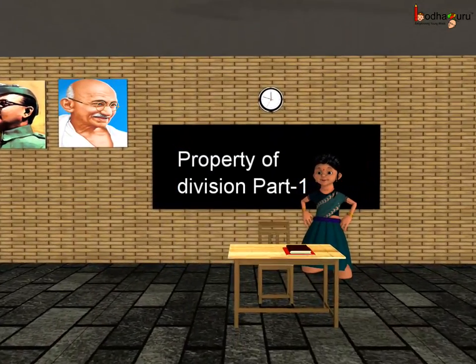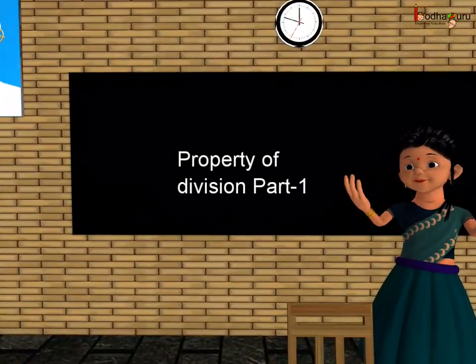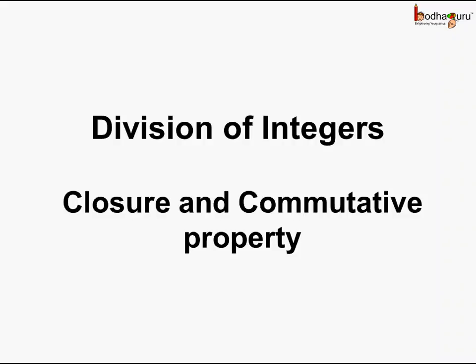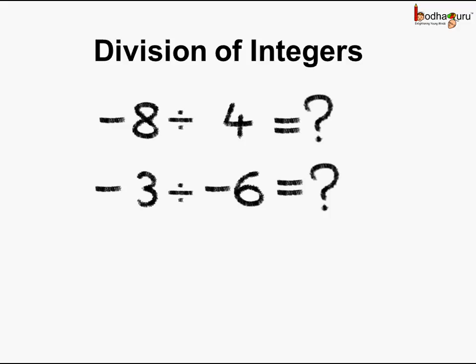Good morning, children. Today we shall learn about properties related to division of integers, specifically the closure and the commutative property. Now let's divide two integers. What is minus 8 divided by 4 equal to? Or what is minus 3 divided by minus 6 equal to?